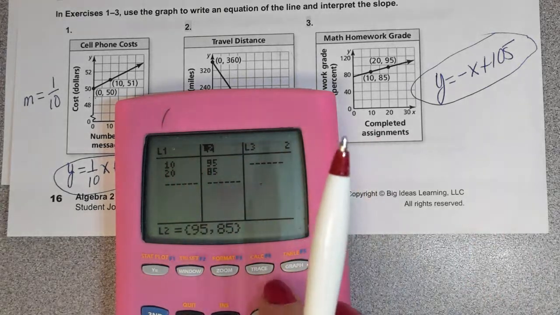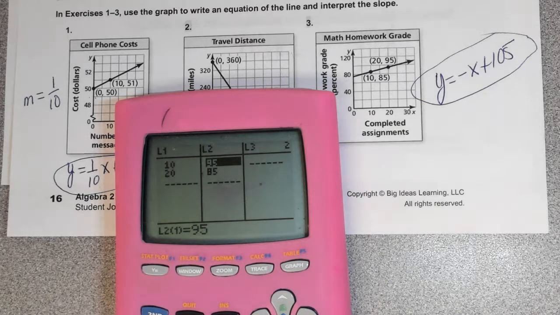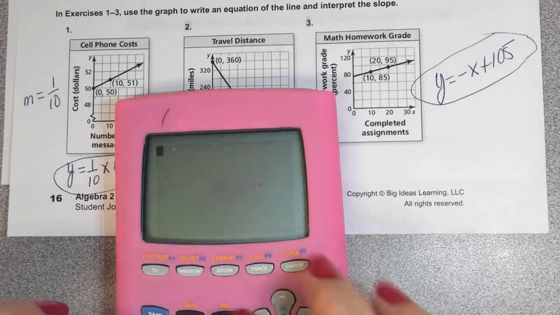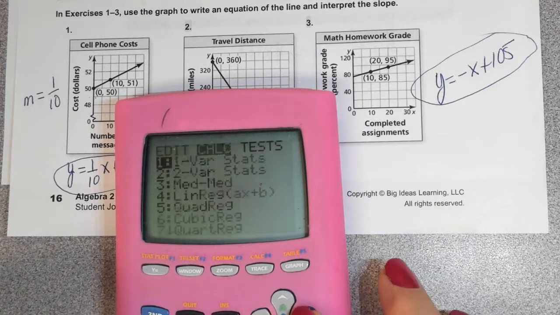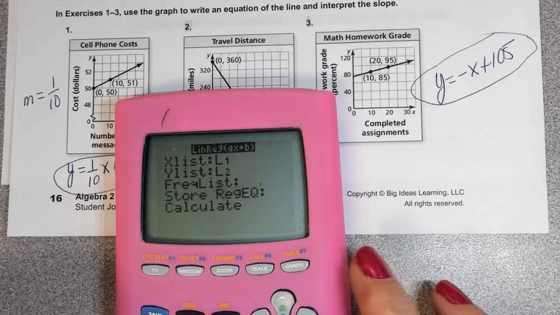Oh, and I did put it in wrong. Do you see what I did wrong? What did I do? What has to go with the 10? Go ahead. You flipped the 95. Yeah. Oops. So make sure you don't do that. Let's go and fix that. This should be the 85. That's what happens when you try to do it too quickly. And so we're going to go now stat calc, linear regression.